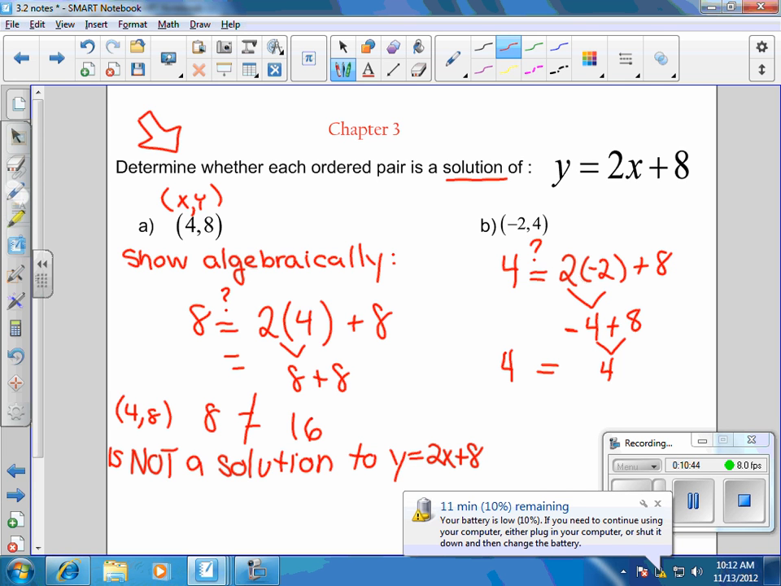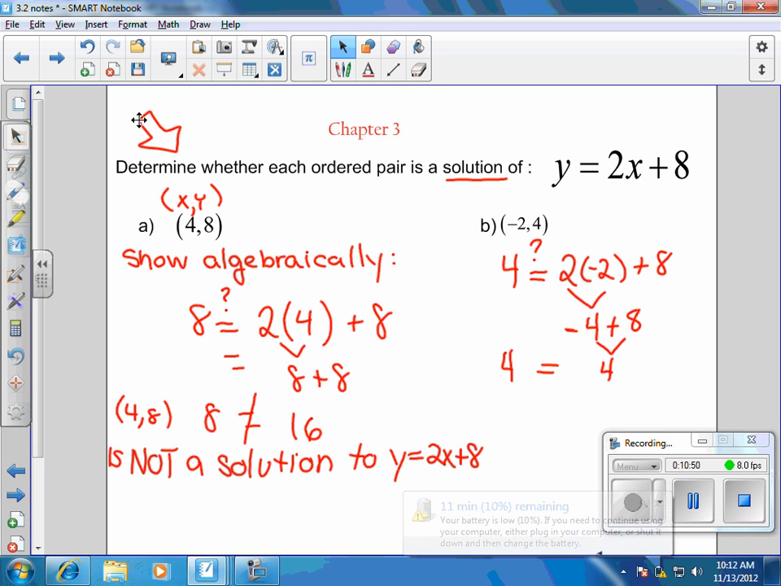Yes. Your battery is low. Oh, so it's not plugged in. Okay. Takes it out.